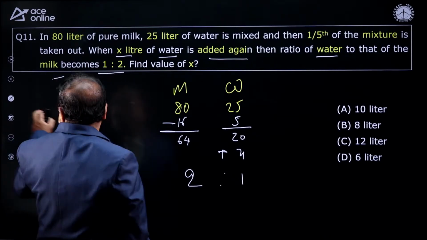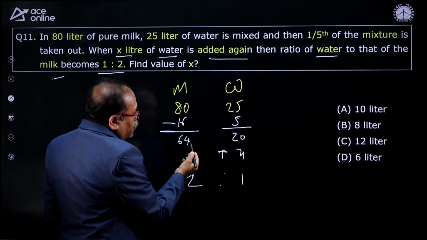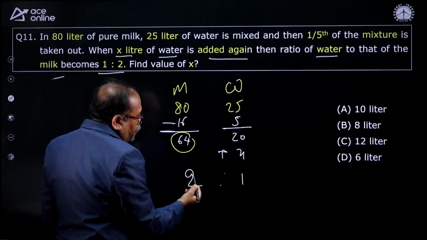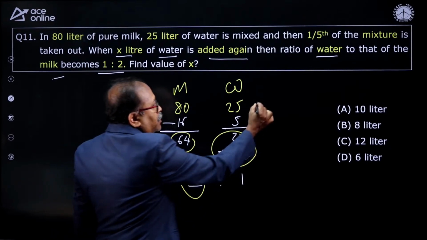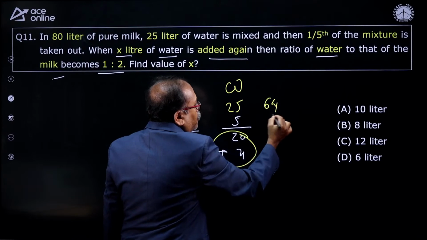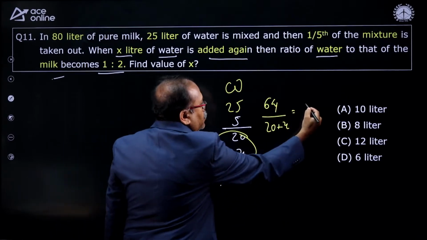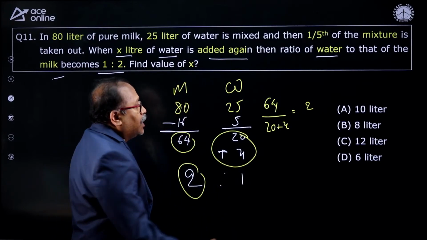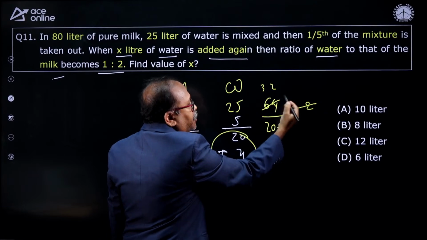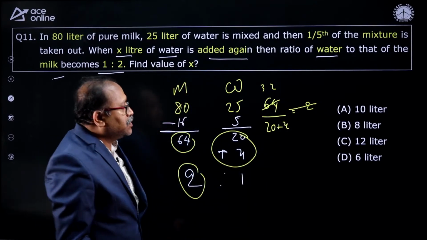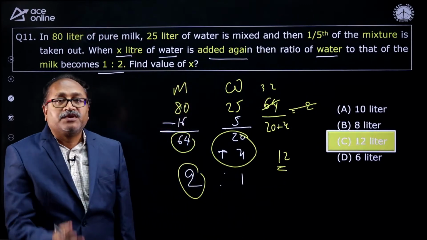Then Anusha madam, answer please. So I know that this part is 64 by 20 plus X. Let's write down over here, 64 by 20 plus X is equal to 2 by 1, which is nothing but 1. So as this gets cancelled over here, that is 32, and 20 plus X is equal to 32, X is equal to 12. So I get X is 12. My option is C.